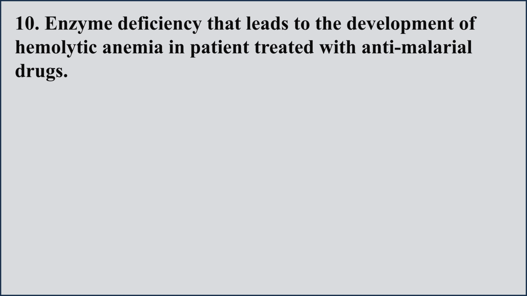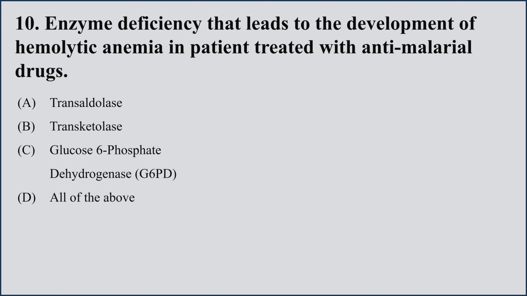Which enzyme deficiency leads to the development of hemolytic anemia in patients treated with antimalarial drugs? A. Transaldolase, B. Transketolase, C. Glucose 6-phosphate dehydrogenase, D. All of the above. So they have asked about when the patient is given antimalarial drugs and it causes hemolysis, which is likely due to deficiency of the enzyme glucose 6-phosphate dehydrogenase, G6PD. If these patients are given antimalarial drugs, their cells may undergo hemolysis.